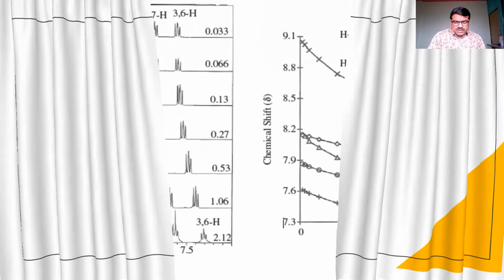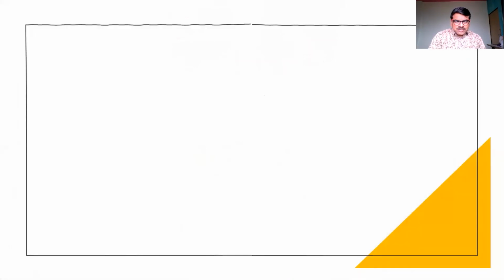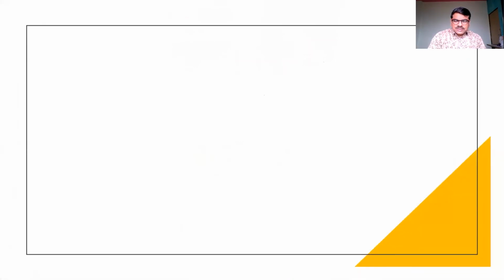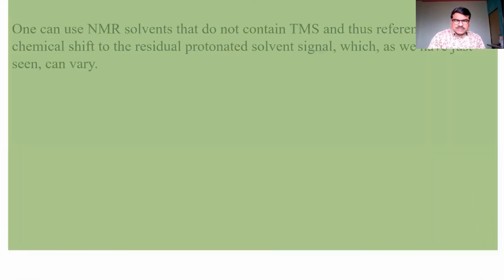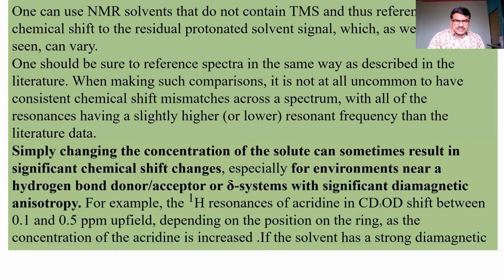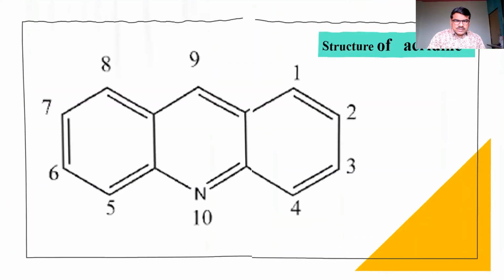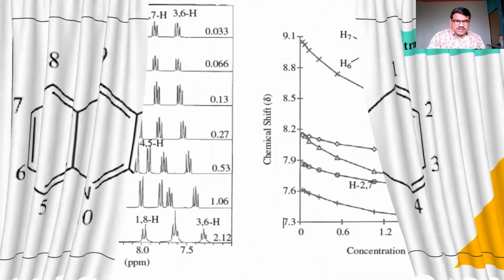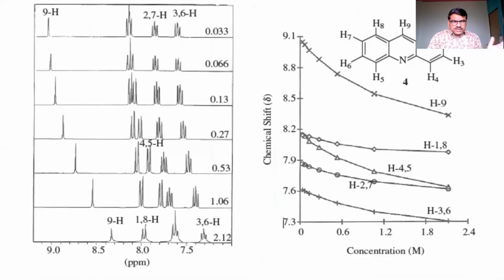In the left hand side diagram, you can understand the picture very well, how that proton is going to shift to the other side. Just look at this. When we have this one, proton number 9, see the structure, proton number 9 is exactly opposite to the nitrogen.